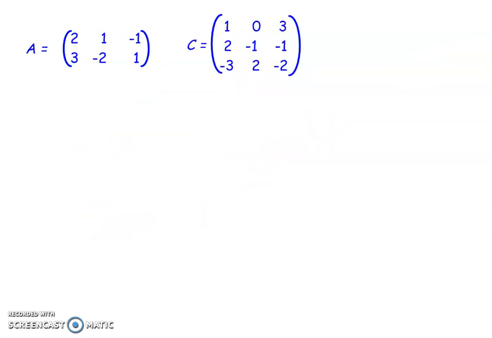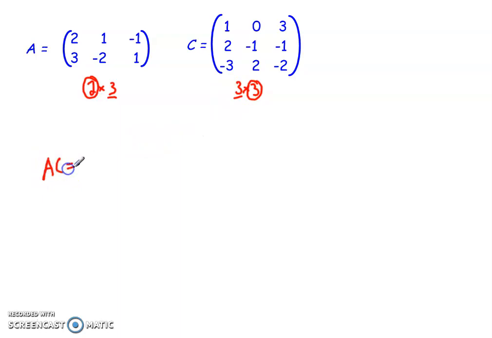Now the next one was two matrices, AC. So remember, a 2 by 3 and a 3 by 3 matrix there. Because the number of columns and the number of rows match, I can do the product. And I'd be expecting a solution to have a 2 by 3 matrix.